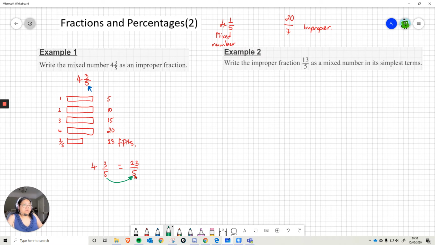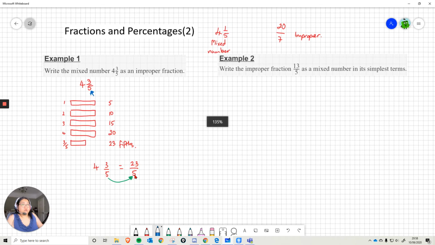Now, you don't have to draw a diagram each time to convert from a mixed number to an improper fraction. If you notice, with these numbers here, 5, 10, 15, 20 are actually our 5 times tables. That's because each whole is made out of fifths, so it makes sense to count up in 5s. And 20 is the same as 4 times 5, so our whole times our denominator. That's how we convert mixed numbers.